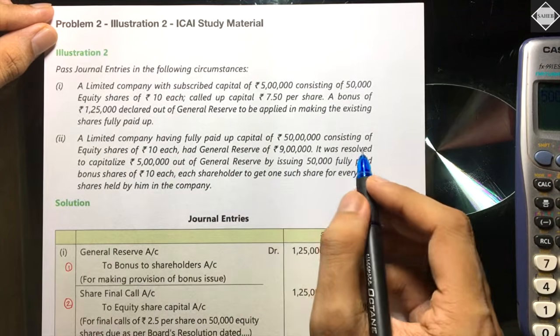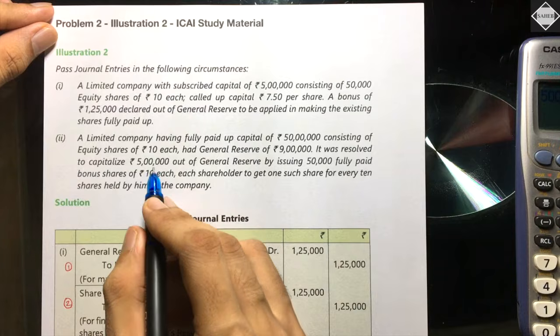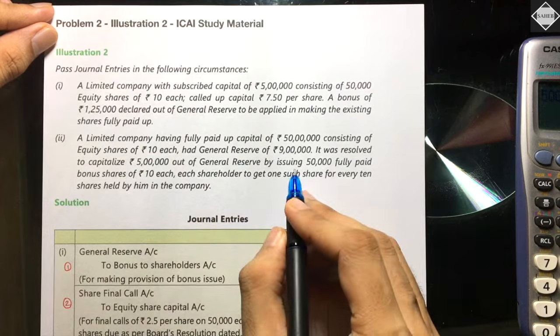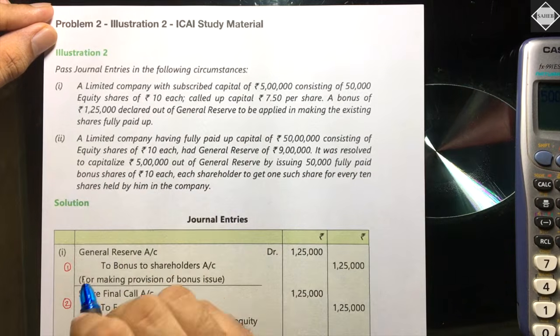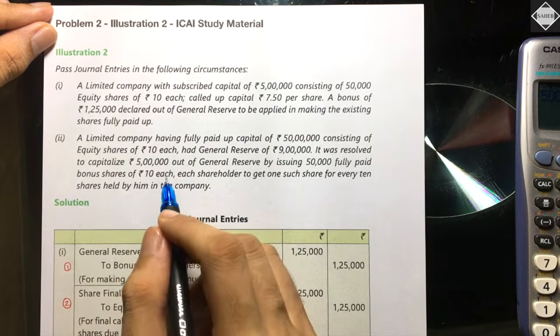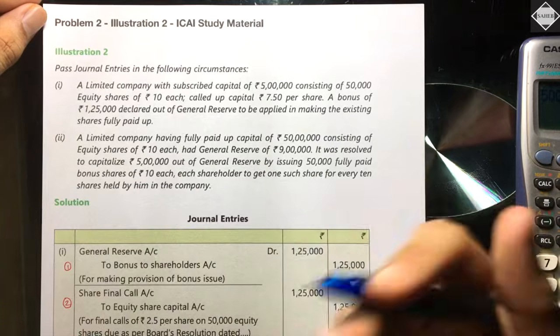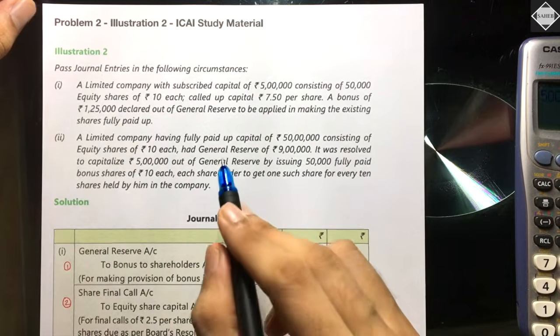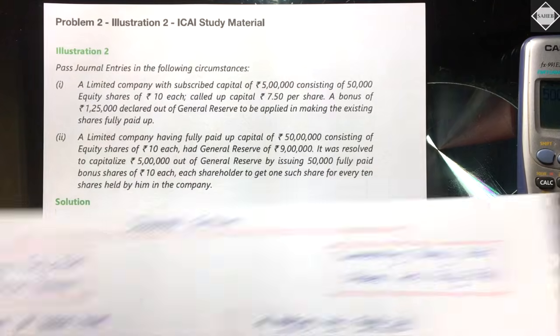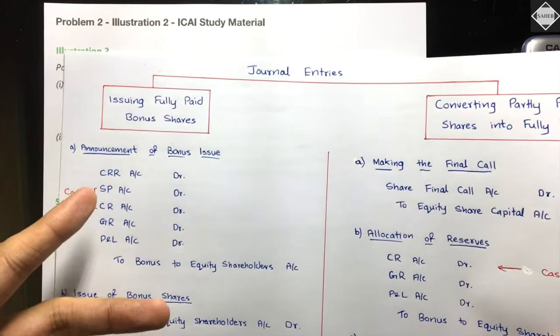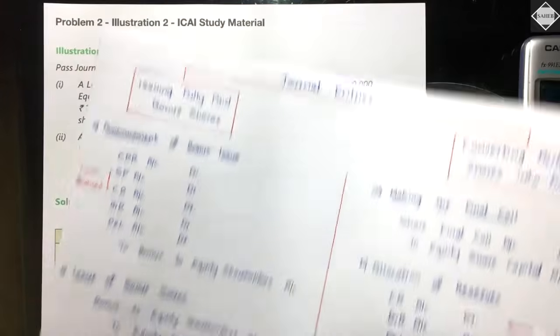And then they're saying had general reserve of 9 lakh. It was resolved to capitalize 5 lakh out of general reserve by issuing 50,000 fully paid up bonus shares of rupees 10 each. From this line, you can understand that this is which type of bonus? In this circumstance, this is issuing fully paid up bonus shares, the first type, right? So 2 entries you have to pass.